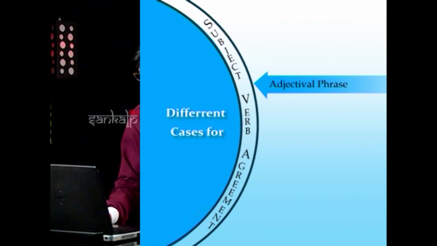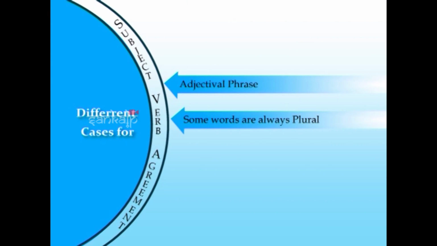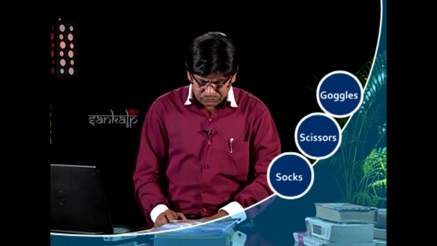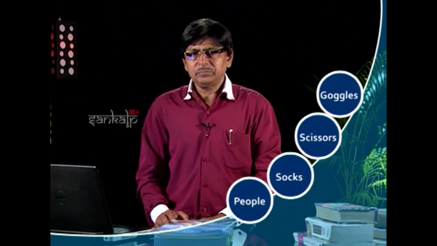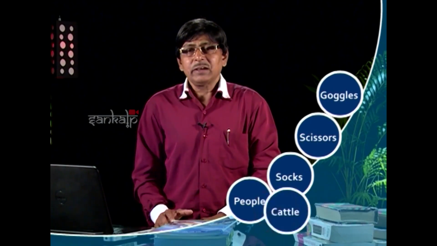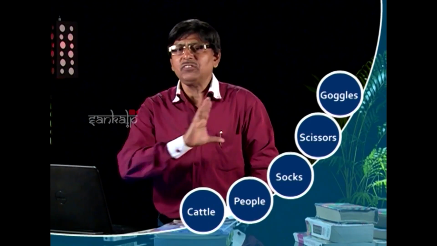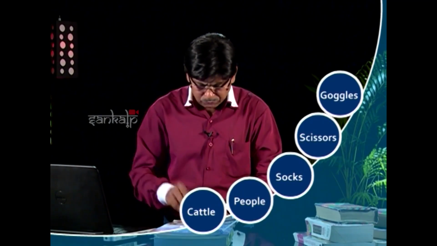Like this book is yours, this book of poems is yours. So this adjectival phrase will not have any effect on the verb. Then some words are always plural. Some words like goggles, scissors, socks, people, cattle, they are always plural. They cannot be used in singular.